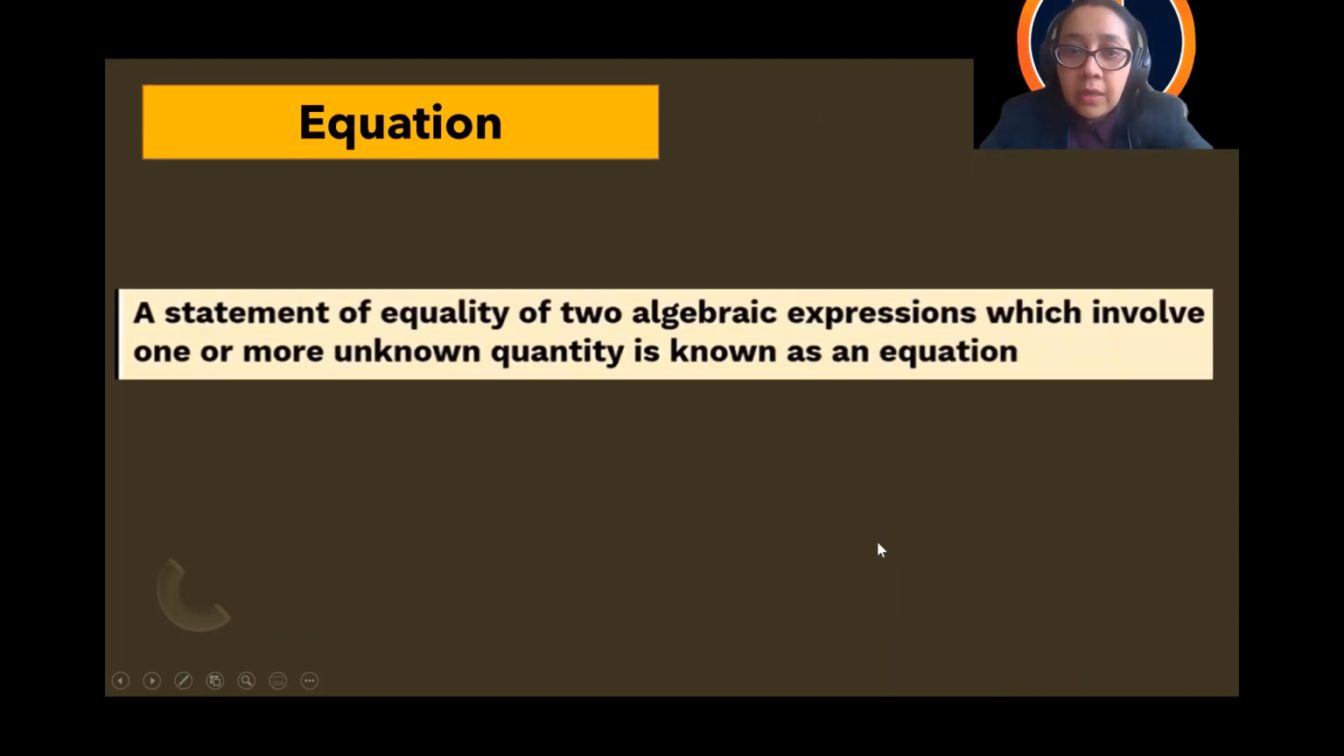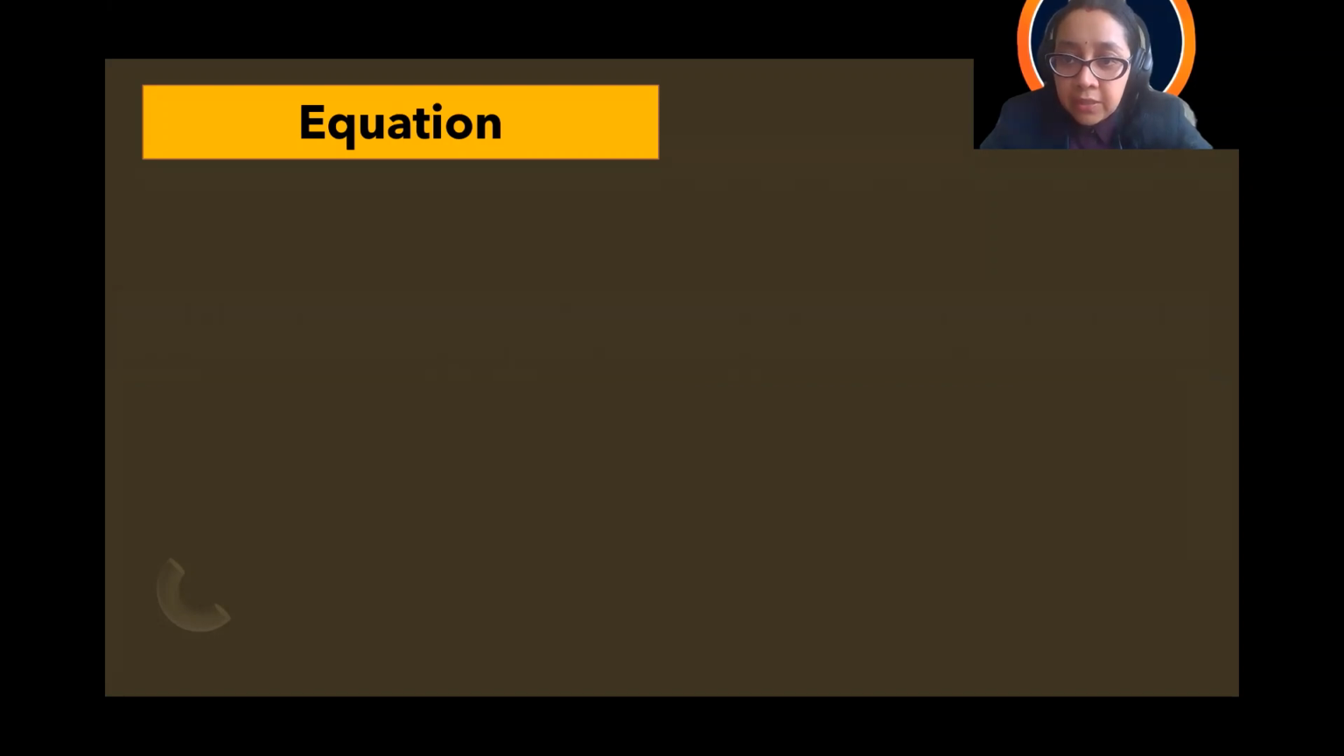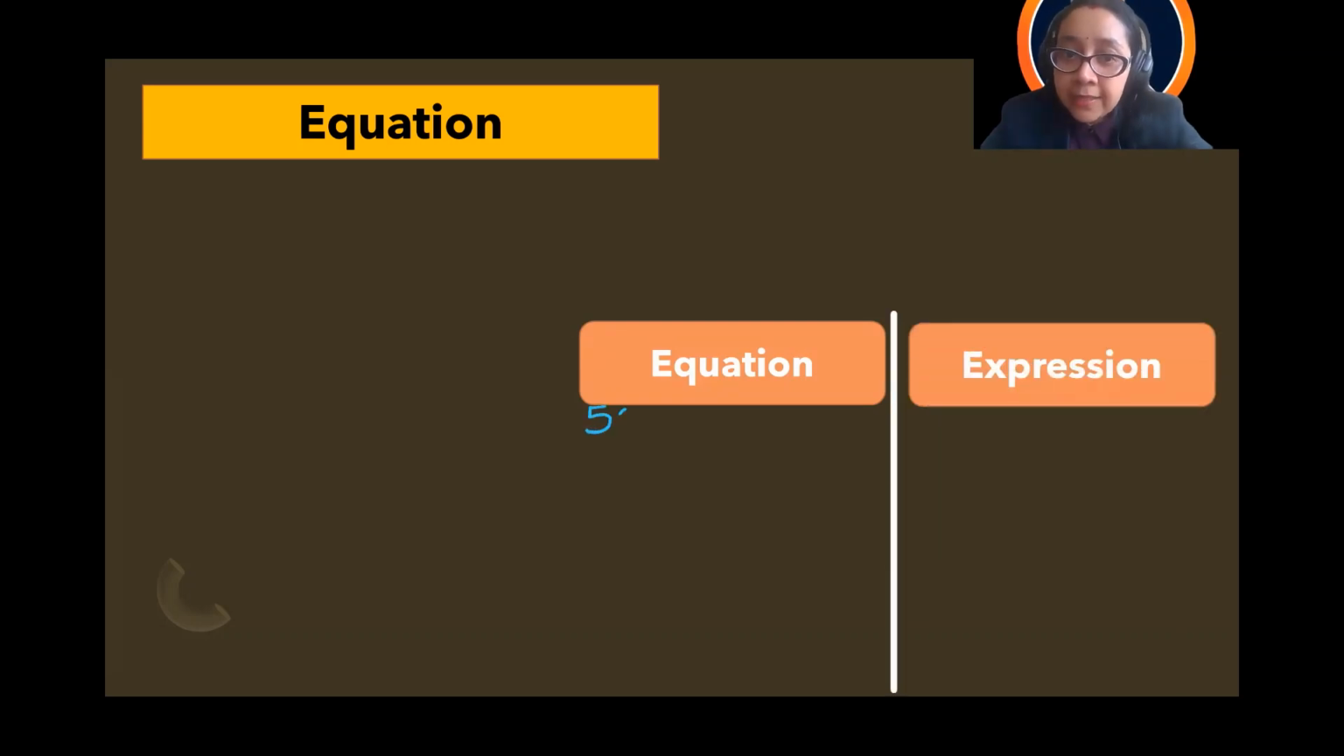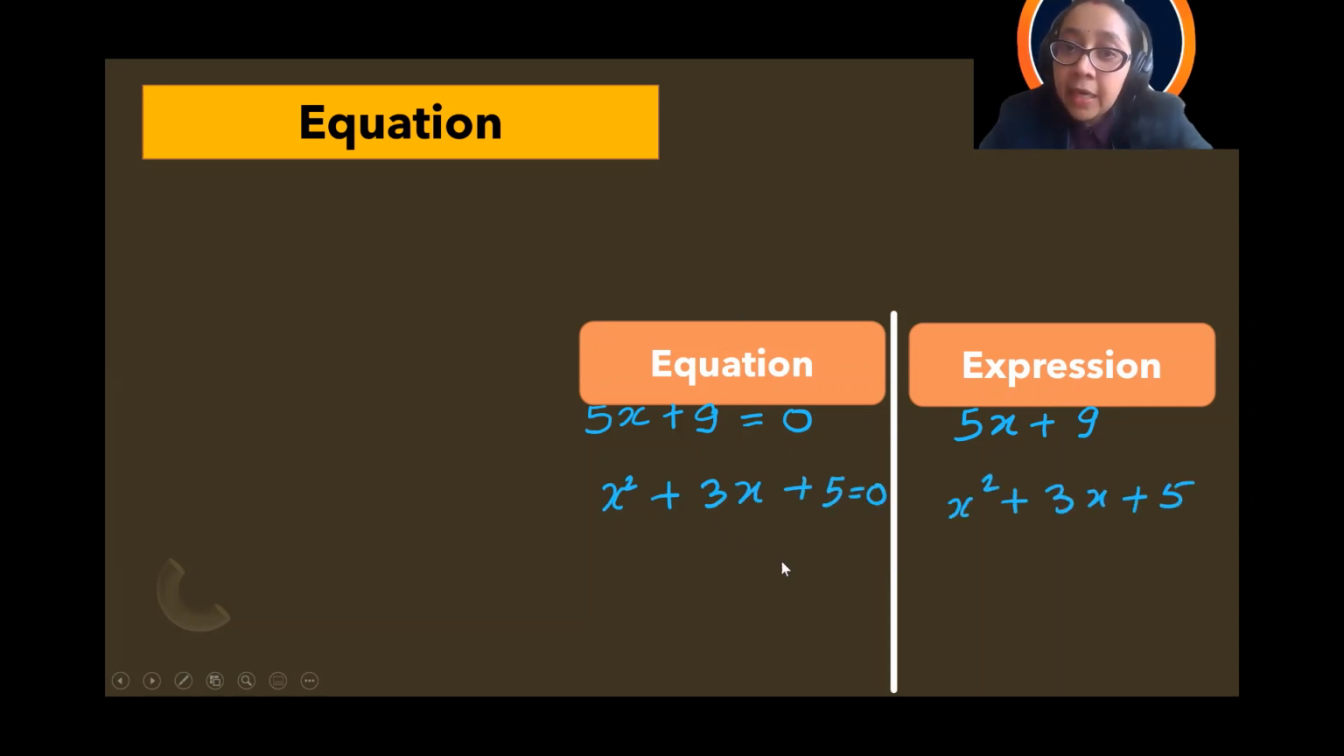Okay. Now, we know this equation definition. Let's see the major difference between what is an equation and what is an expression. So for example, if we write 5x plus 9 equal to 0, then it is an equation. Why? Because it has a sign of equality. Similarly, if we write only 5x plus 9, then it is an expression. Similarly, if we write, for example, x square plus 3x plus 5 equal to 0, then this is an equation. Again, we will see the equality sign.